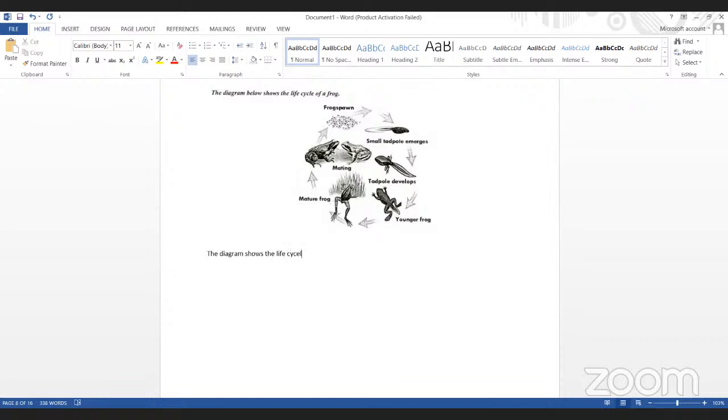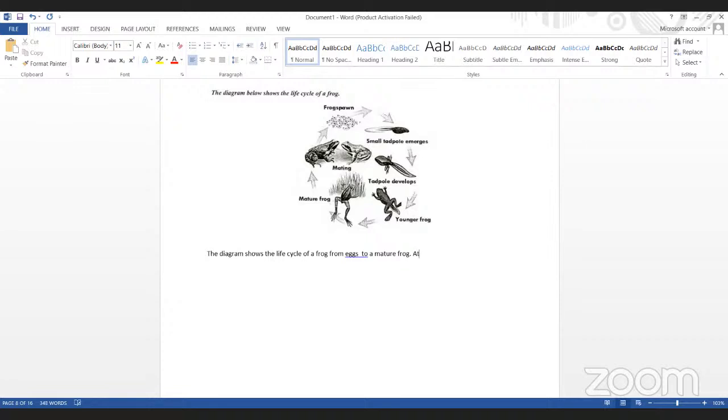Life cycle of whom? Life cycle of a frog, from eggs, right? From eggs to a mature frog. Is what I said right? The life cycle shows everything from the egg until it becomes a mature frog.